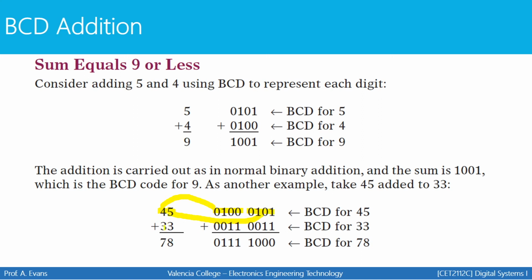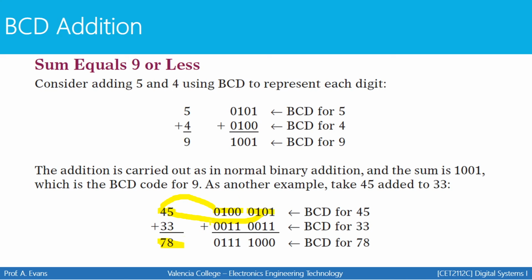Same thing with 33. The 3 becomes 0011. The second 3 also becomes 0011. Now, in decimal, when we add 45 and 33, 5 plus 3 is 8, 4 plus 3 is 7, we expect the number coming out to be 78. When we take two groups of BCD numbers, we may or may not get what we're expecting.